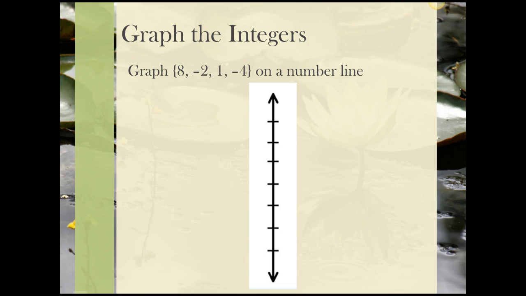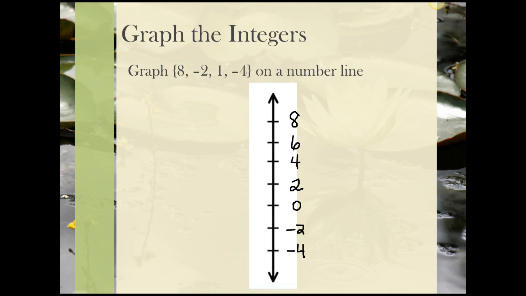The higher you go on a vertical number line, the greater the value. The lower you go on a vertical number line, the lower the value. So I'm going to start with 8 and go ahead and label my number line. It doesn't really matter whether you put the numbers on the left or the right of the number line. Now that I have my number line numbered, I can go ahead and graph the integers in the set.